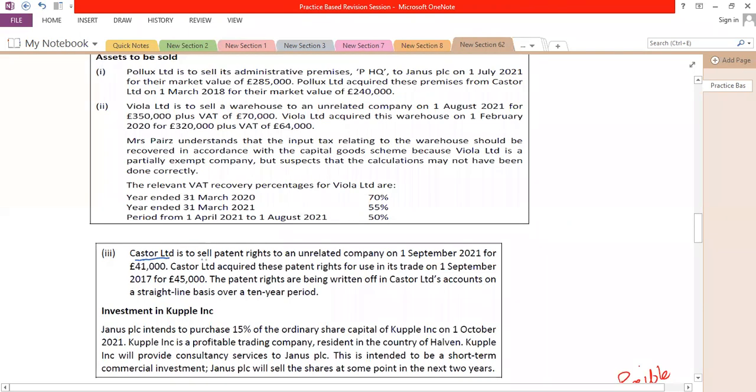Castor Limited is to sell patent rights to an unrelated company on 1st September 2021 for 41,000. The company acquired these rights for use in its trade on 1st September 2017 for 45,000. So cost is 45,000 and the disposal proceed is 41,000. The rights are being written off in the accounts on a straight line basis over a 10-year period.